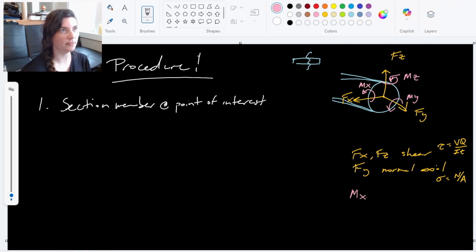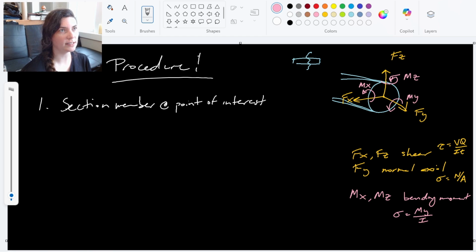So our moments about the x and the z-axis in this case, right, they're kind of in the same plane as the cross-section. The cross-sectional area is in this FZ plane. So they go around those. They are bending moments. These are the bending moments that use my over moment of inertia.